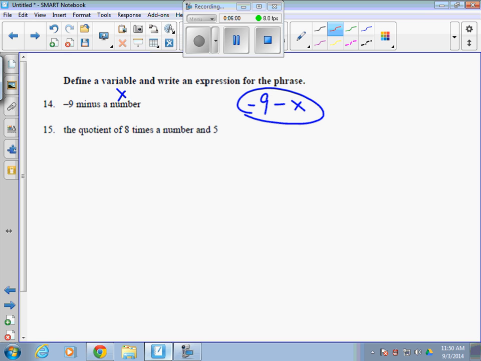We use a different variable for this one. It says the quotient of 8 times a number and 5. Quotient means to divide. Of 8 times a number. So a number, we'll call it y this time. 8y. That means to multiply, 8 times y. And it says the quotient of that and 5. So divided by 5. 8y over 5.